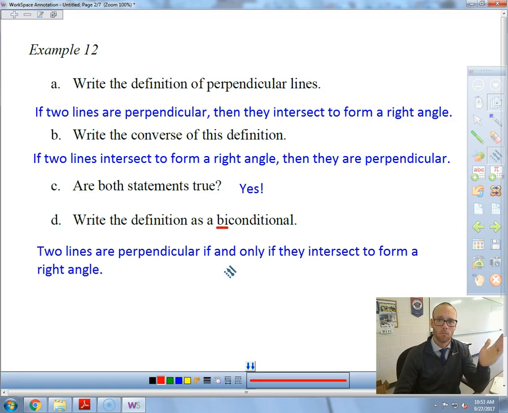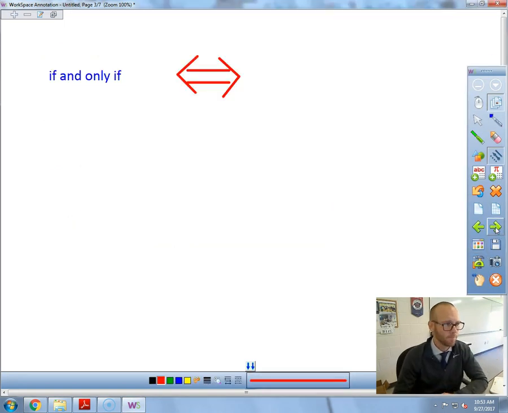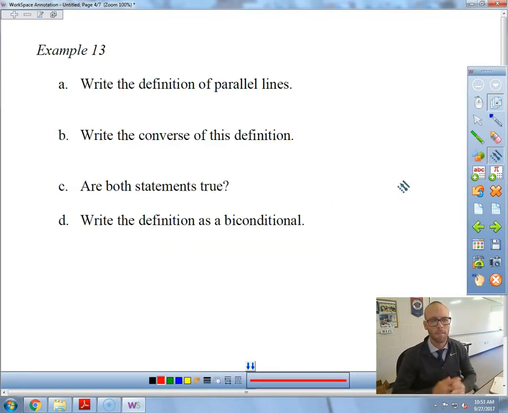Any questions? All right, well, let's look at our next example. Write the definition of parallel lines. So we have to recall, what does it mean for lines to be parallel? Okay, I'll give you a second.